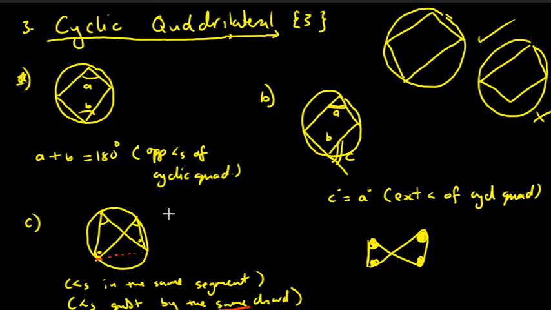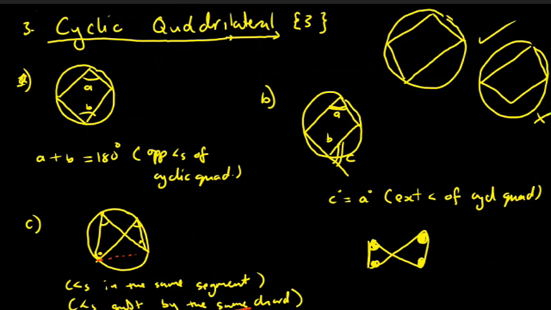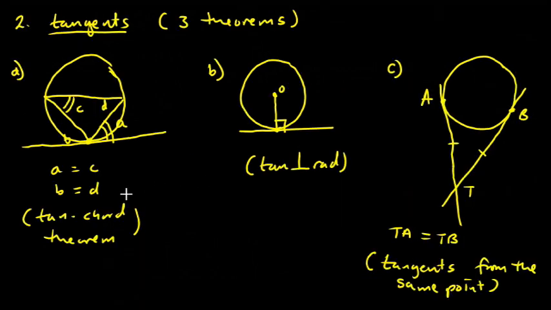Cyclic quadrilaterals. 1, 2, 3. When we want to prove if any random quadrilateral is a cyclic quadrilateral, we play along with these theorems. We are going to talk about that. And if you also want to prove if probably a line you are given is a tangent to a circle, you also play with these theorems, especially the tan chord theorem.